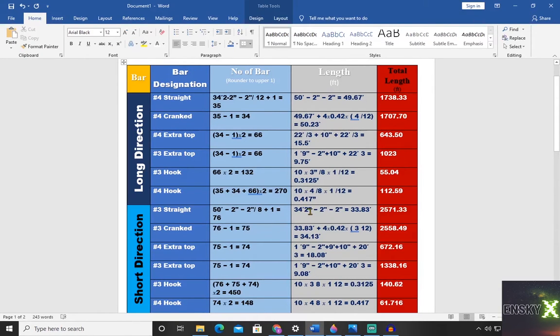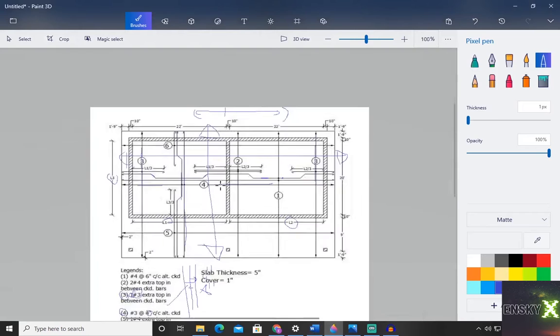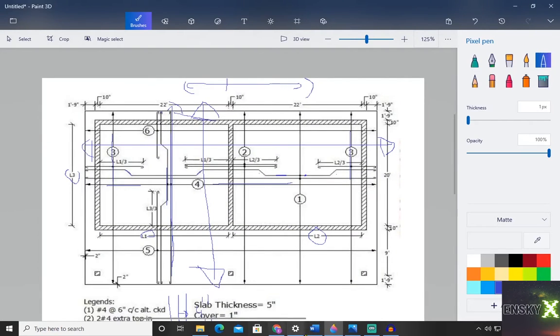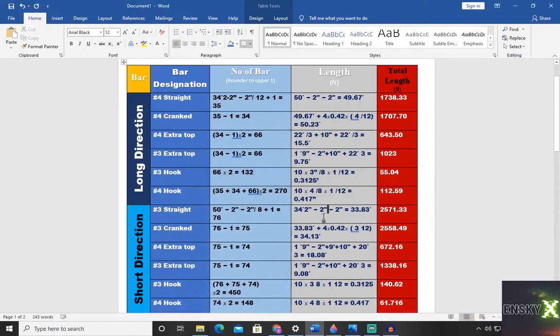Then again 34 feet 2 inch for the length of this direction. 34 feet 2 inch. Then we are deducting 2 inch from both sides for the spacing. Then we are getting 33.83 feet for the length of the short direction of the straight bar, whose designation is #4. So now we multiply this 33.83 feet by 76. Now we are getting 2571.33 feet of total length.